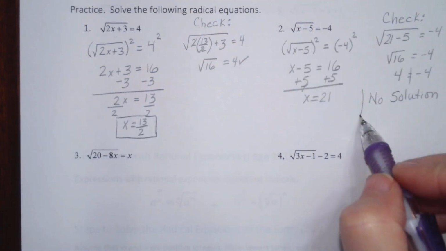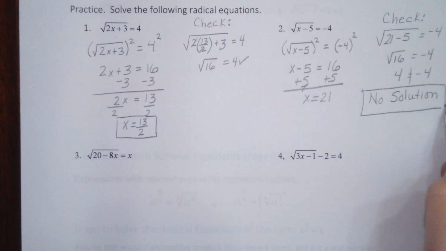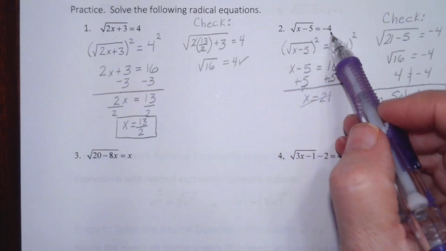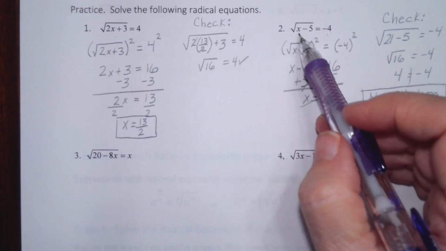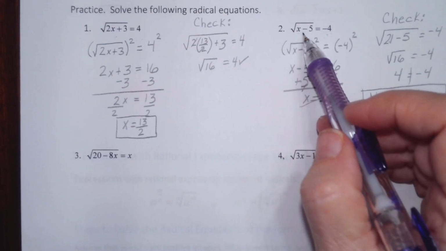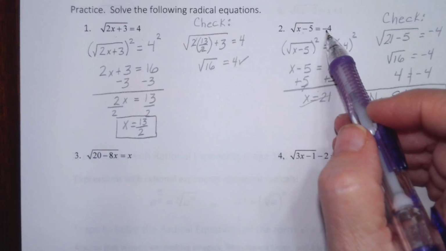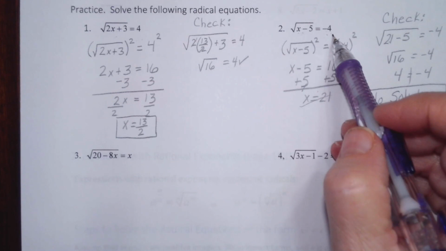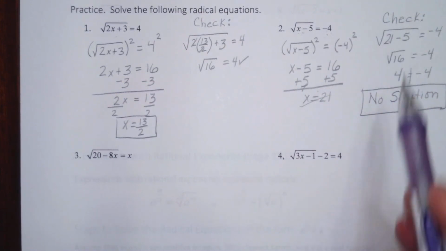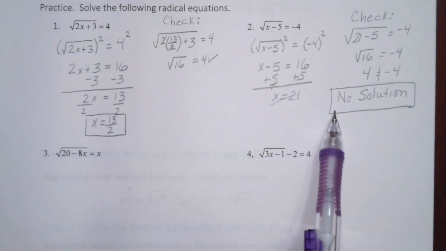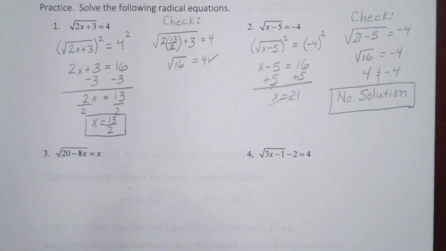Without doing the work, we could have already said this doesn't work. Looking up here, the square root of something equals -4. Right there we could have stopped, because in the real number system, a square root is not going to equal a negative. So this is an impossible equation. If it's a fact you don't remember, then when you check it, you're going to end up with no solution. So for number 2, it is no solution.